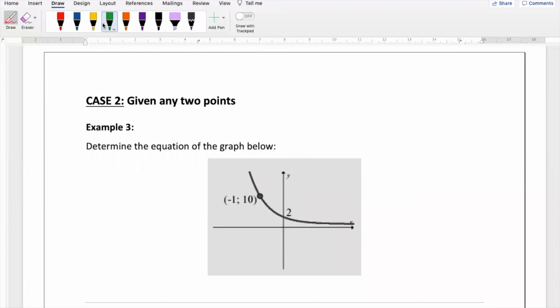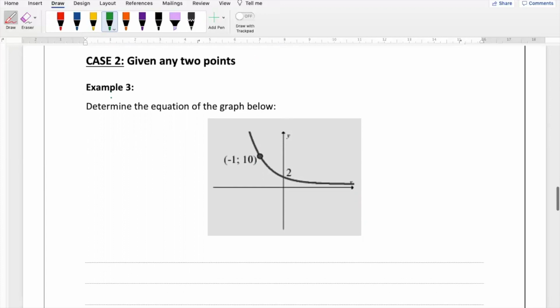This is given any 2 points. Now, let's have a look what we see here. So I can see that I've got a point minus 1, 10. I've also got this y-intercept of 2, so technically that would be the point 0, 2, because if we remember, at our y-intercept, x is always equal to 0.